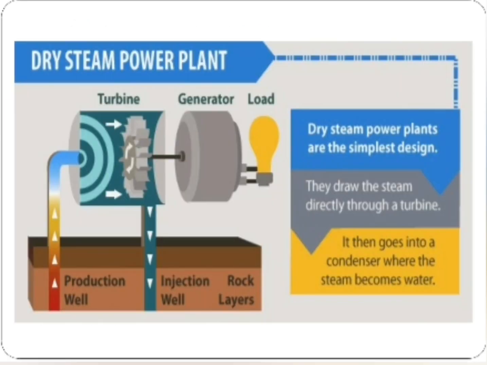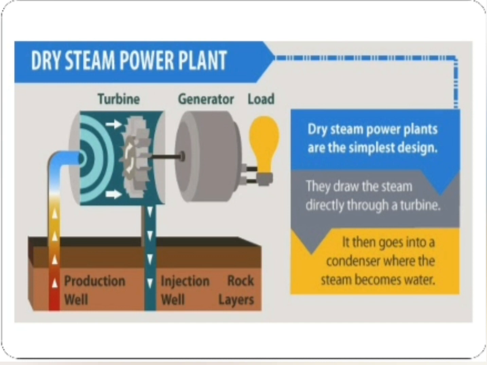Now the first one is dry steam power plant. As we know, here the steam is directly taken from the underground. So from the production well, steam is produced and that steam drives the turbine, and we can see that a generator is connected to the turbine. So this generator produces electricity. So this is the basic working of a steam power plant.